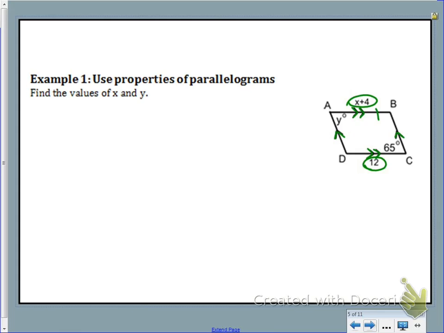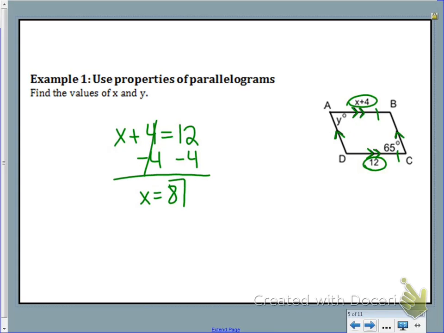So if x plus 4 is congruent to the length of 12, we can make the equation that x plus 4 is equal to 12. When we solve that, we're going to find that x is equal to 8. So we've accomplished one goal, knowing that the opposite sides of a parallelogram are congruent. Now we're going to continue on and look at the angle measure for y. Well, one of the traits of a parallelogram is that the opposite angles are congruent. So if y is opposite of angle C, or in this case a 65-degree measure, that means that y must be equal to 65 degrees. So we were able to find x and y using the traits of the parallelogram.